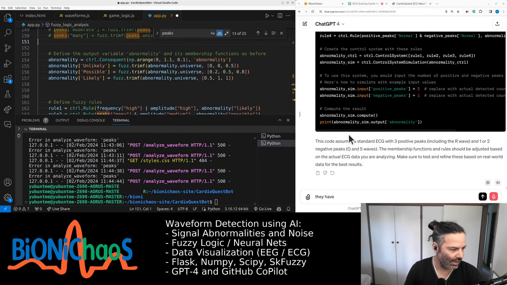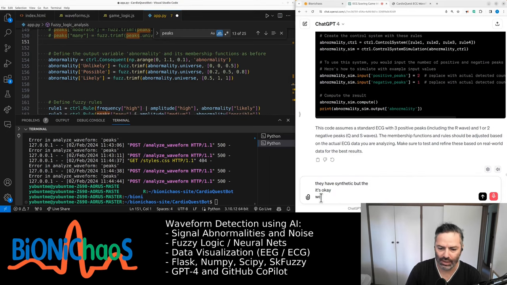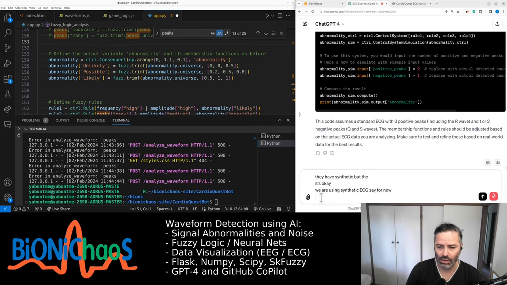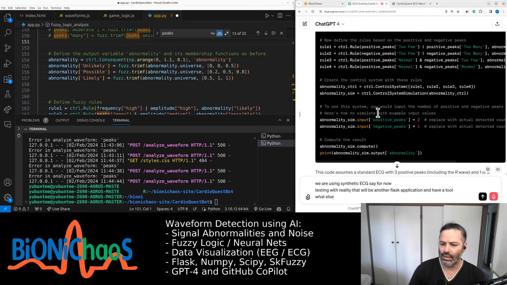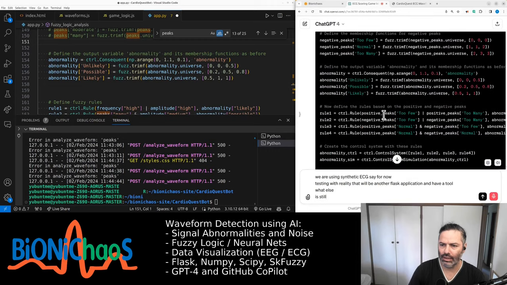Yeah, we have synthetic, but it's okay. We are using synthetic ECG for now. Testing with real ECG data will be another Flask application, another tool. What else? We're still implementing this.